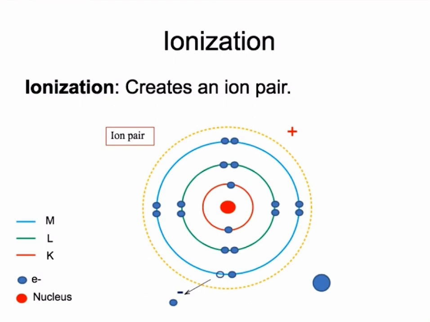The electron that is liberated from the atom, if it has enough energy, can itself fly off and cause other excitation and ionization reactions, and when it does this it's known as a delta ray.